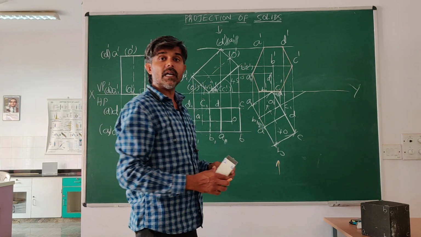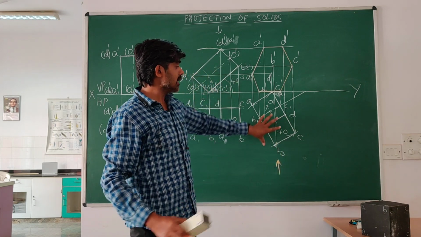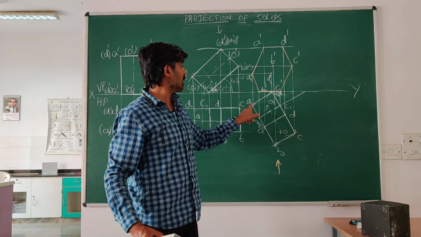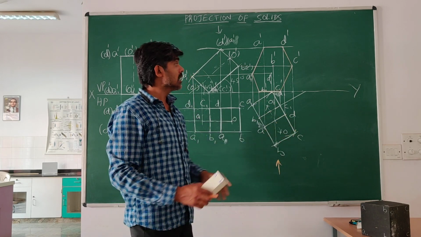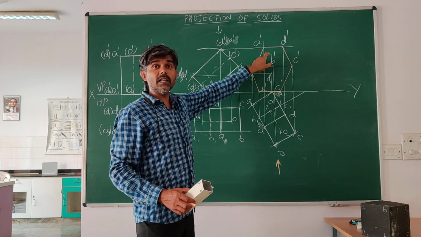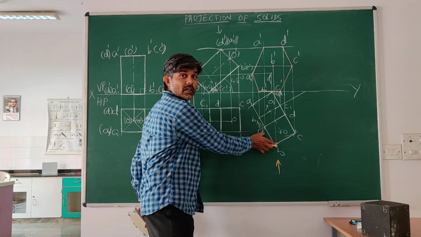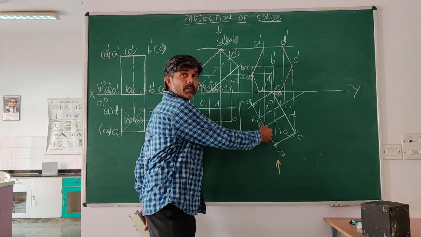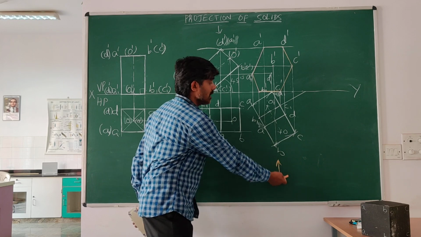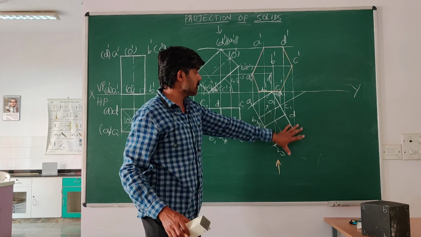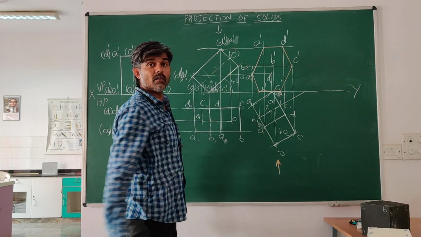A very simple, crude technique is to see from here which is the near face for the observer, ABCD or A1, B1, C1, D1. Here it is obvious that ABCD is the nearer face, so that will be visible in the front view. It is irrespective of the top view, where it may be visible or hidden. Just see which is near to this arrow or the observer. So ABCD is the near face, so it will be visible in the front view.